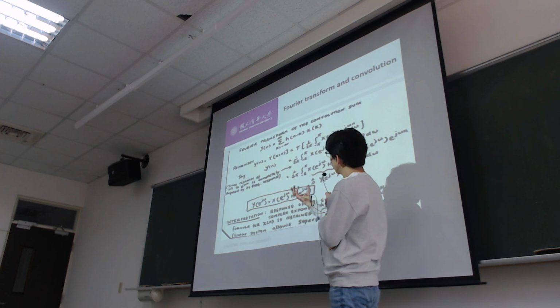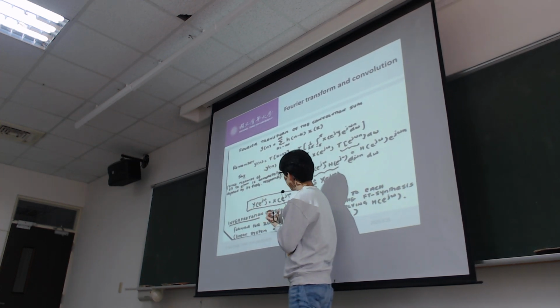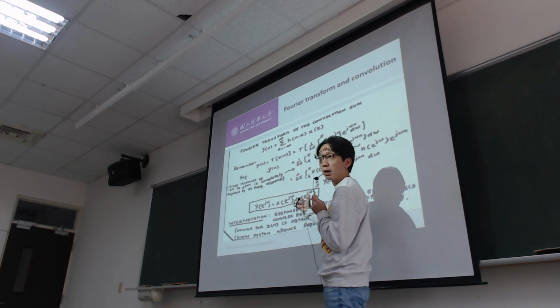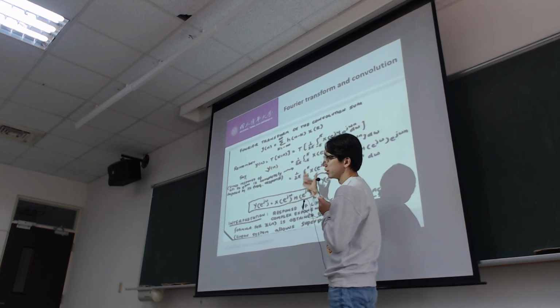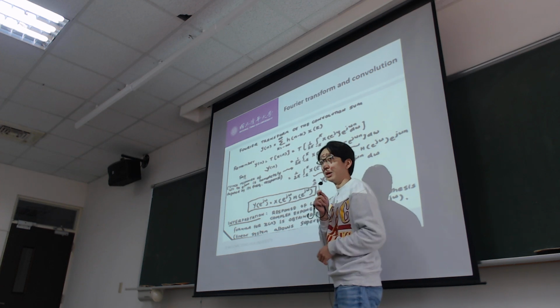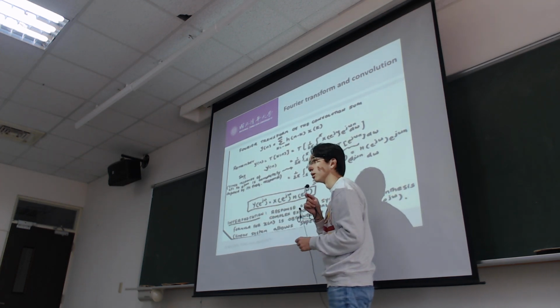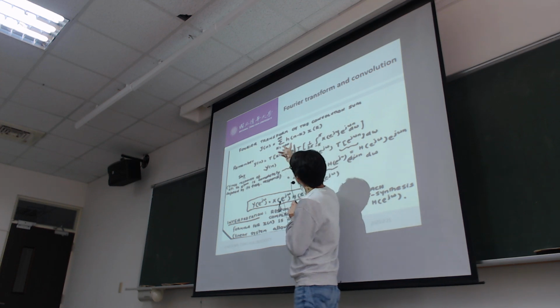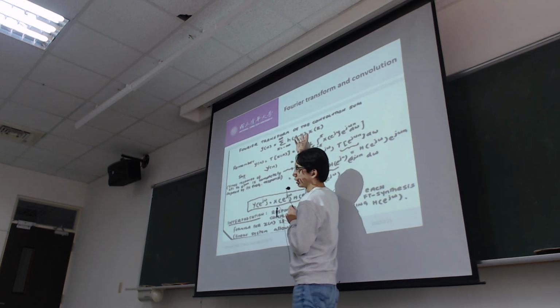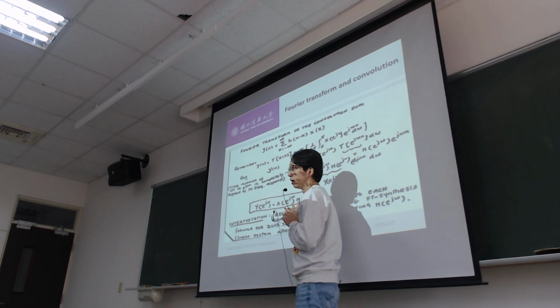So Y of e to the j omega essentially is this. We know Y of e to the j omega equals X of e to the j omega multiplied by H of e to the j omega. A simple derivation tells you the Fourier transform has a nice property: it takes the convolution sum in the time domain into a product. Originally it's a more complex form like this, but in the Fourier domain it becomes a multiplication.